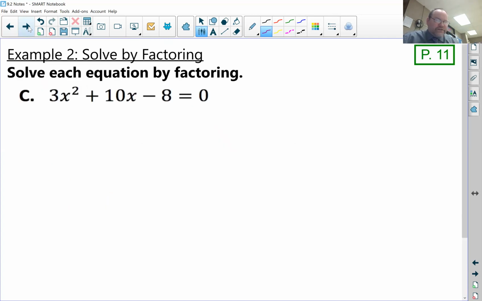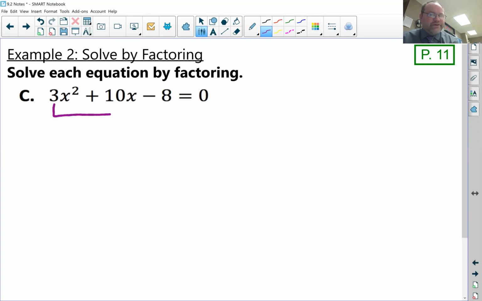All right, another one, solve by factoring. So now we have a number in front of our x squared. The first thing I would do, look for a greatest common factor. Is there a number other than 1 that evenly divides into 3, 10, and 8? No. So then I use the slide method.